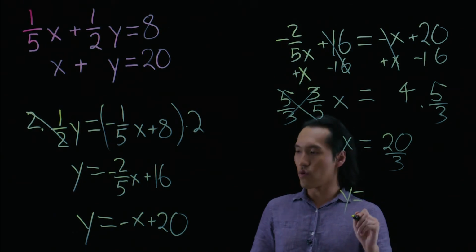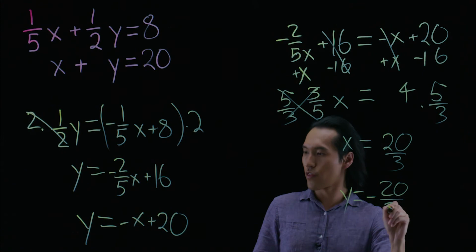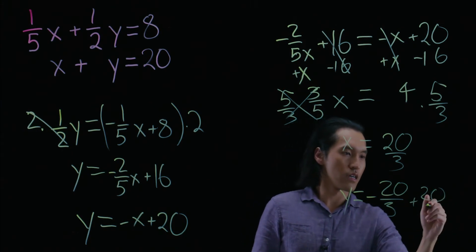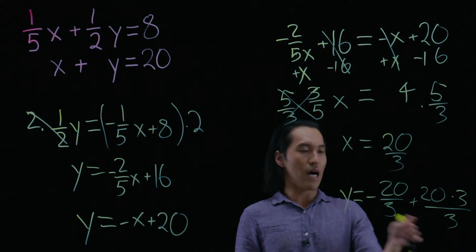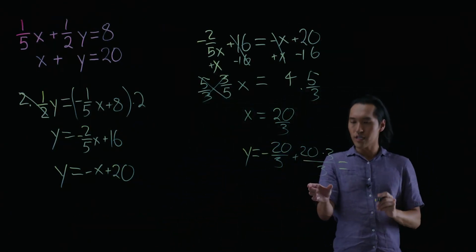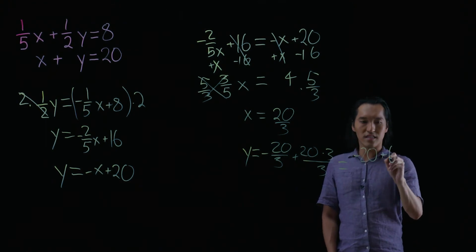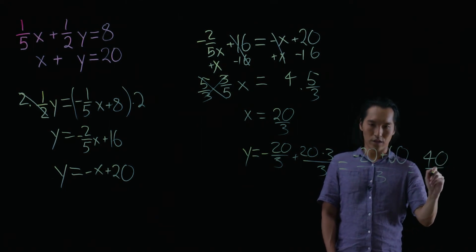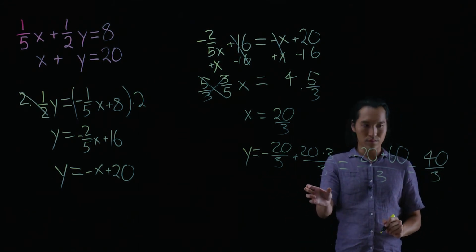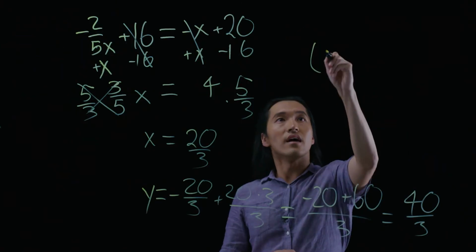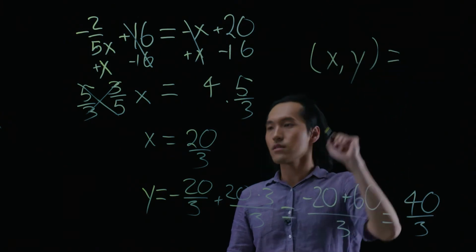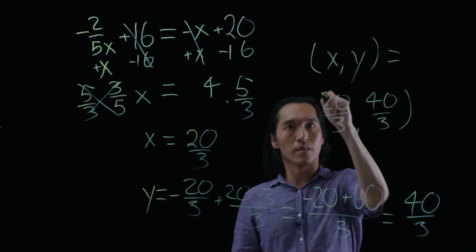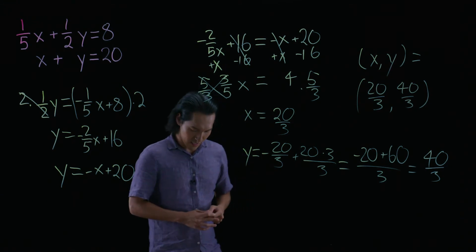We will get y is equal to negative 20/3 plus 20. So in order to add these together, we need a common denominator. So we can multiply this by 3/3. That way they have a common denominator of 3. That gives us 60/3. So then we're left with negative 20 plus 60, all of that over 3. That is equal to 40/3. So our final answer would be x and y equaling 20/3, 40/3.